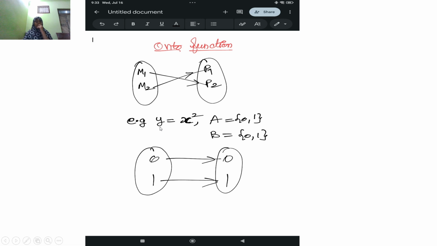So the same example, the same function, I'm using x square over here. My domain set is 0, 1. My codomain set is 0, 1. 0 is mapping to 0, 1 is mapping to 1. Here you can see, every element in the codomain has a pre-image. So therefore it is an onto function.